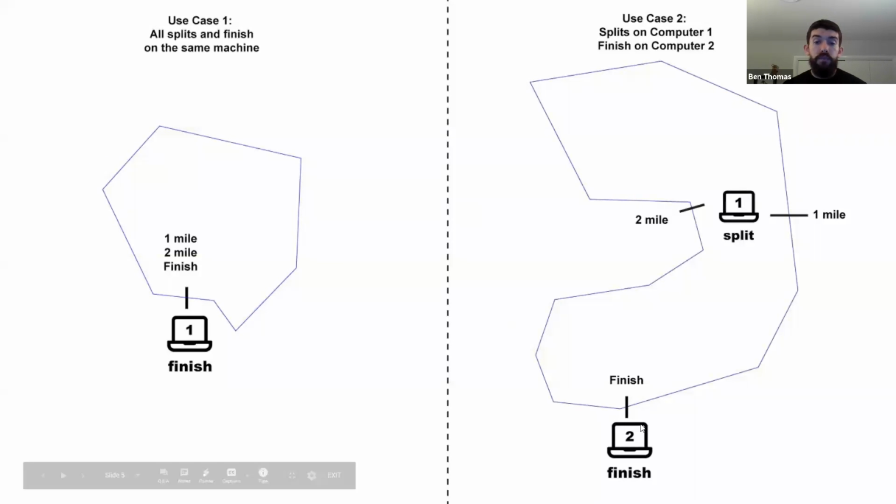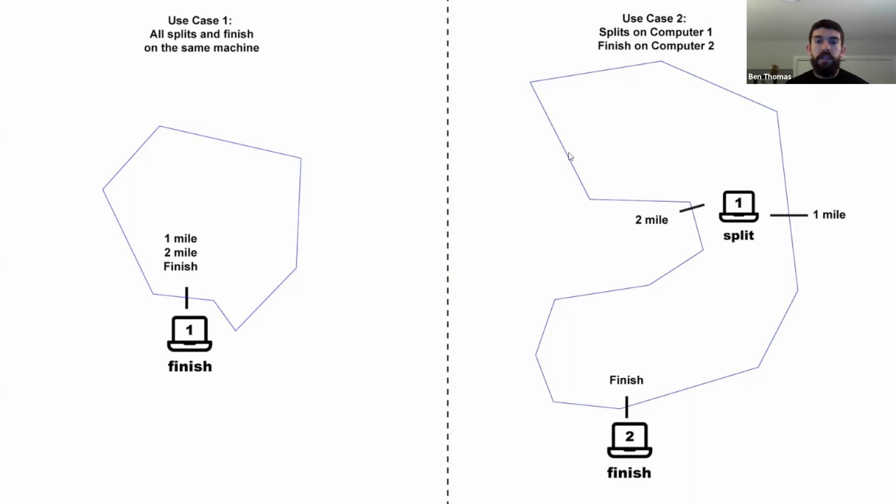The second use case I think is a lot more common for timers that are doing lots of split events. You're going to have your computer at the finish, and you're going to have another computer that is handling all the splits. Another reason for doing this too is if something happens and you run into trouble with splits, this finish machine is separate and it's only focused on the finish, and you as the timer can go back and figure out what happened with the splits at a later time.